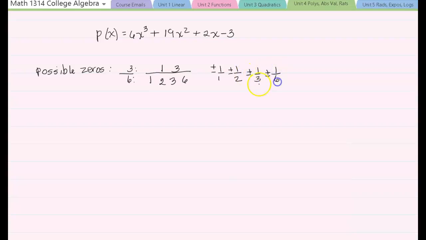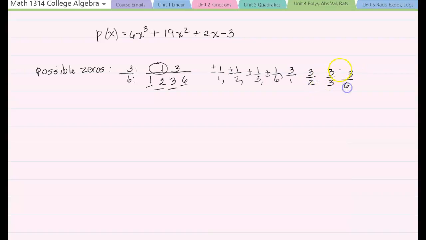Notice that's the factors of 3, which was 1, and I divide it by each of the factors of the leading coefficient. The other set is going to be plus or minus 3 over 1, plus or minus 3 over 2, plus or minus 3 over 3, plus or minus 3 over 6.